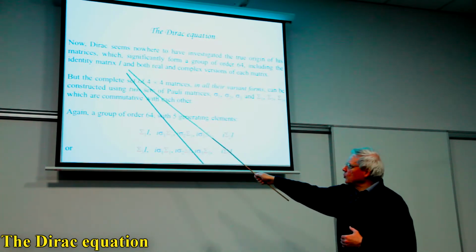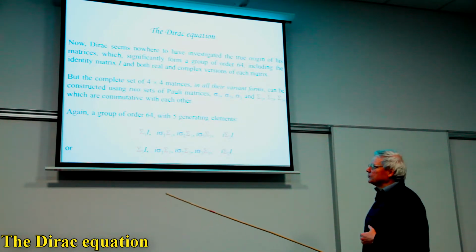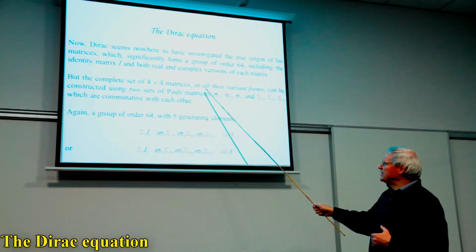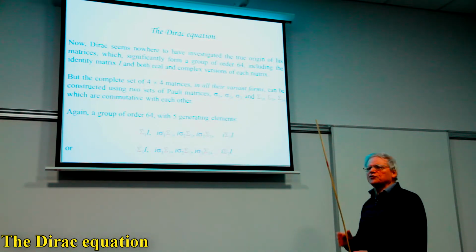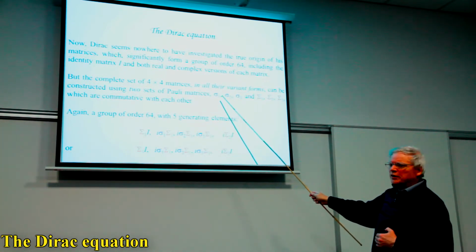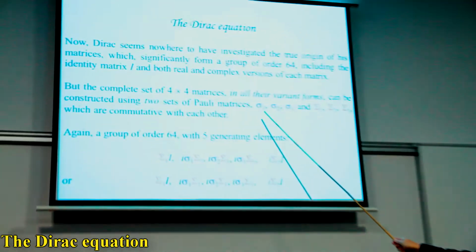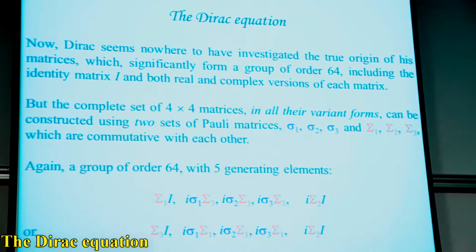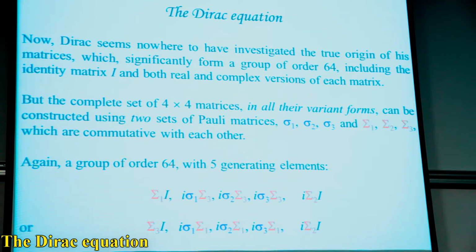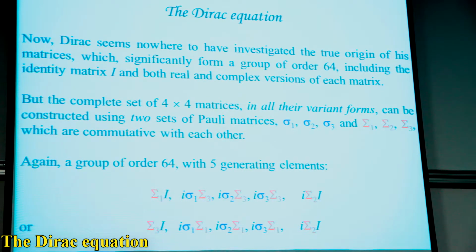And you have to, of course, include the identity matrix and real and complex versions to get the 64. What you can do is to use the set of 4x4 matrices and you can derive all the variant possible forms in a special way. You can use 2 sets of Pauli matrices. I've written the one set in blue and one set in red. Now these 2, if you imagine these 2 are commutative with each other, commutative quantities basically don't know that things that they're commutative with exist. They carry on regardless of things they're commutative with. So the sigmas are anti-commutative with each other. The blue ones are commutative with the red ones, but each are anti-commutative with each other.